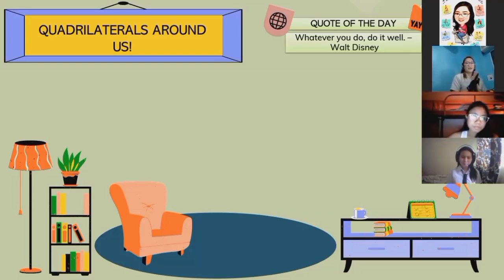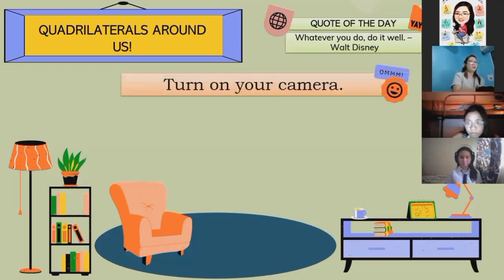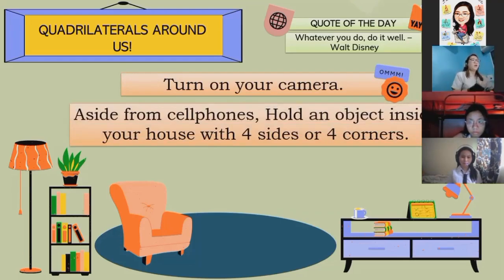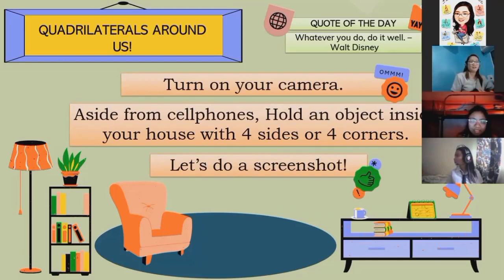According to Hannah a while ago, she said that rectangle and square were the most common shapes that we have seen in those five pictures. And rectangle and square, based on our lesson last week, are quadrilaterals, right? So, therefore, I want you all to turn on your camera. And as I have noticed, it is already turned on. I want you to look for objects inside your house that have four sides or four corners. Hold it with you and we will do a screenshot or a selfie.